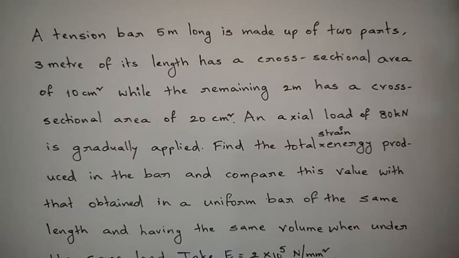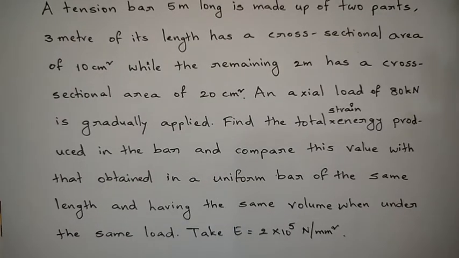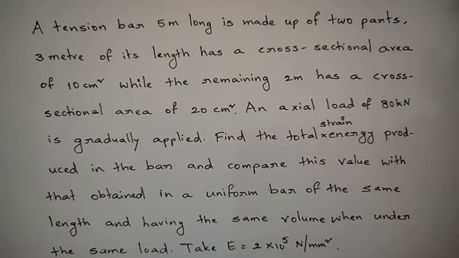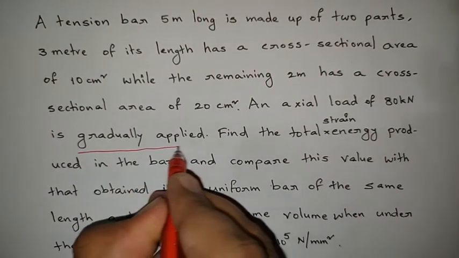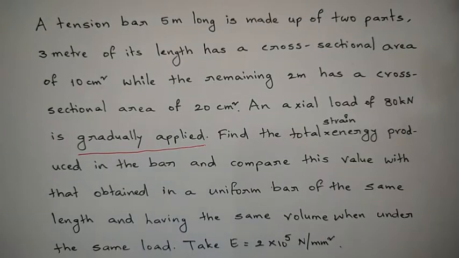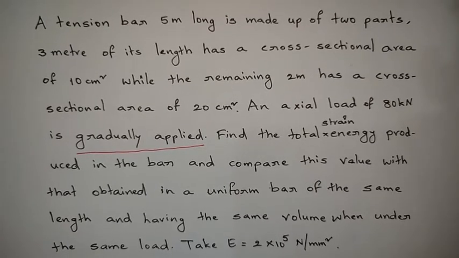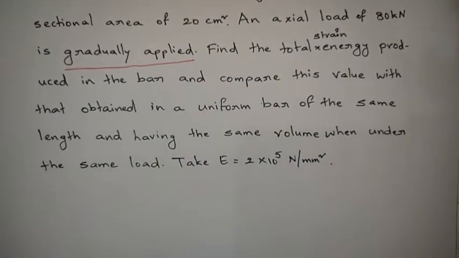Take E equals 2 into 10 power 5 Newton per mm square. So here, what is the type of load given? The load applied is gradual. So based upon that we need to calculate. First, let us draw the bar with the dimensions given.